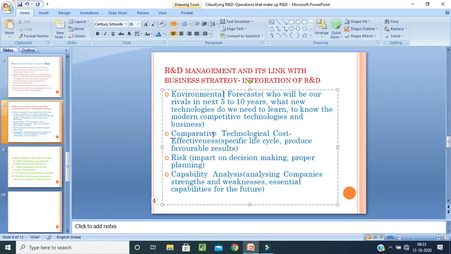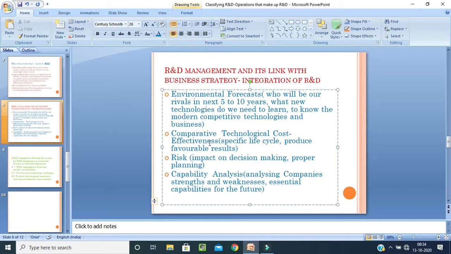So all these criteria will work and focus on the environmental forecast. We have to be very active in the market when our competitors are right behind us. Every company nowadays is planning for the future, with 5-year plans or 10-year plans. All these things depend on the environmental forecast.